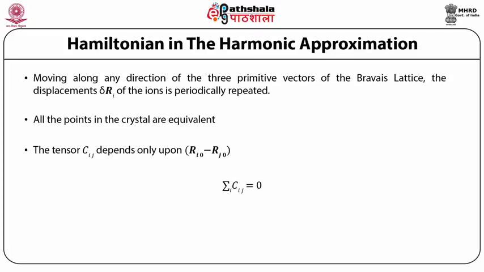upon their relative locations. The tensor Cij obeys some important symmetry properties useful for studying the normal modes of a crystal. If every ion is given the same displacement, that is delta Ri is equal to d, then the entire crystal will simply be displaced without any change in the crystal energy. Therefore, the summation over i of Cij is equal to 0.